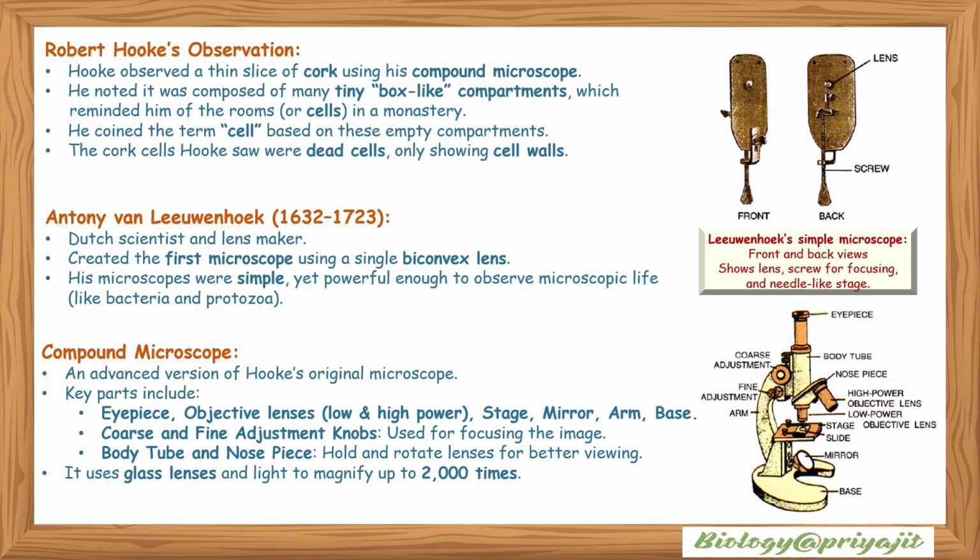Compound microscope, an advanced version of Hooke's original microscope. Key parts include the eyepiece and objective lenses; low and high power objective lenses are there. This is the stage, mirror, this is the arm, this is the base. Coarse and fine adjustment knobs are used for focusing the image, and the body tube and nosepiece hold and rotate lenses for better viewing. It uses glass lenses and light to magnify up to 2000 times.